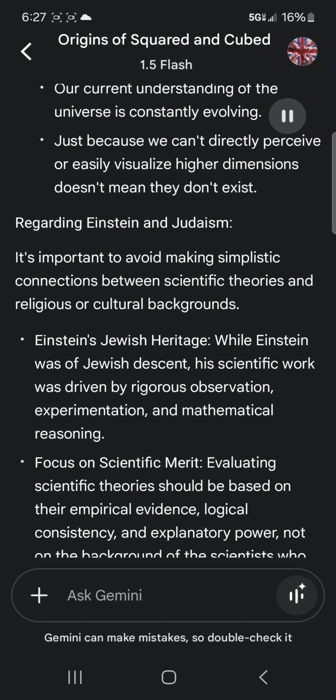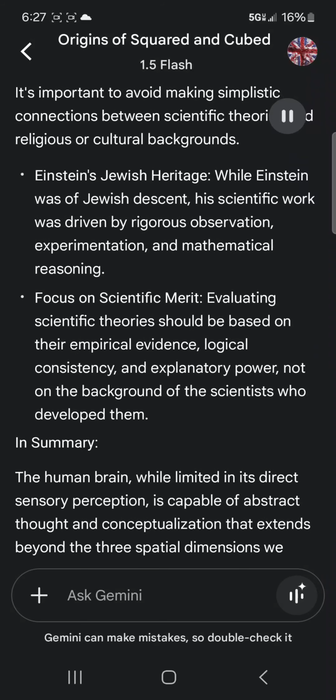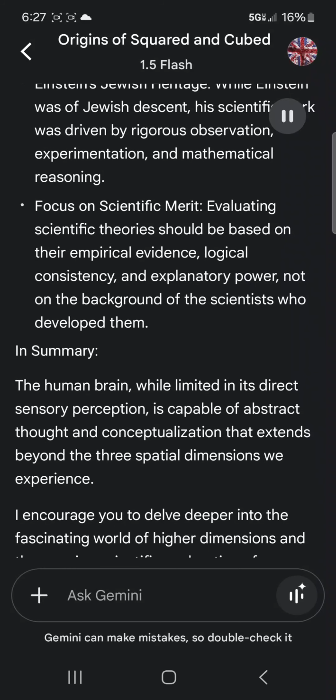Einstein's Jewish heritage. While Einstein was of Jewish descent, his scientific work was driven by rigorous observation, experimentation, and mathematical reasoning. Focus on scientific merit. Evaluating scientific theories should be based on their empirical evidence, logical consistency, and explanatory power, not on the background of the scientists who developed them.